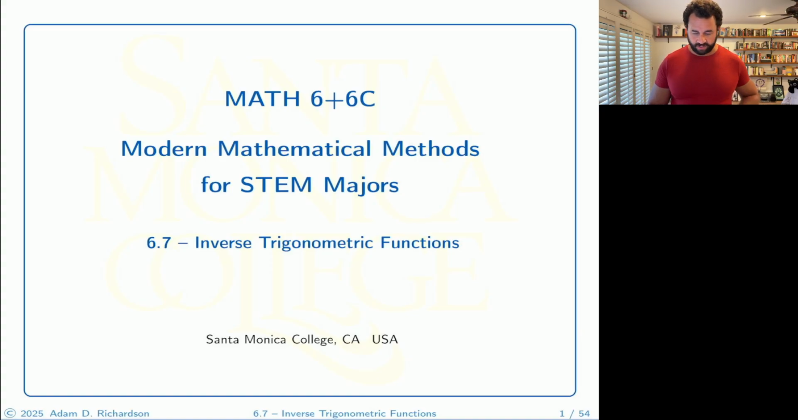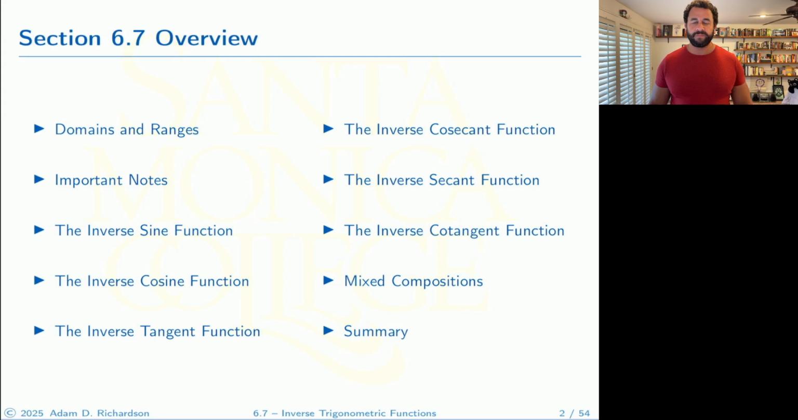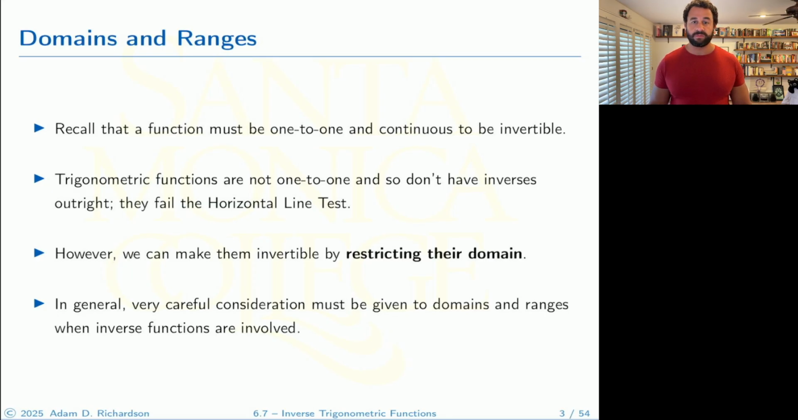All right, so let's take a look at the overview to start. The very first thing we've got to talk about is domains and ranges, and we're going to restrict some of those domains. We're going to talk about some important notes related to these inverse functions. Then we're going to go through each one by one: the inverse sine function, the inverse cosine function, inverse tangent function, inverse cosecant function, inverse secant function, inverse cotangent function. Then we'll talk about mixed compositions, mixing different inverse functions and not their inverses. And then at the very end, I've just got a summary slide that shows all the domains and ranges for the inverse trig functions.